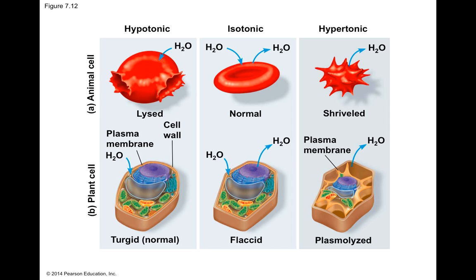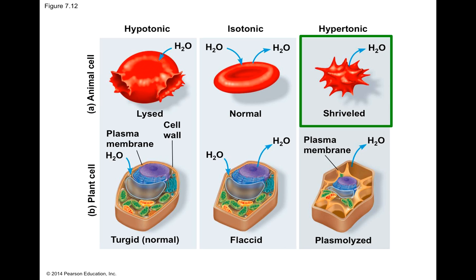Here we have an example of both an animal cell and a plant cell under the three different conditions. Let's start with the cells without a cell wall. An isotonic solution is one that has the same solute concentration as the cell. Since the cell and its surroundings are in equilibrium, there is no net movement of water across the membrane. For every water molecule that goes into the cell, there's a water molecule that leaves. As far as the cells are concerned, they basically stay the same, which is good for our cells. That's the environment they want to be in.